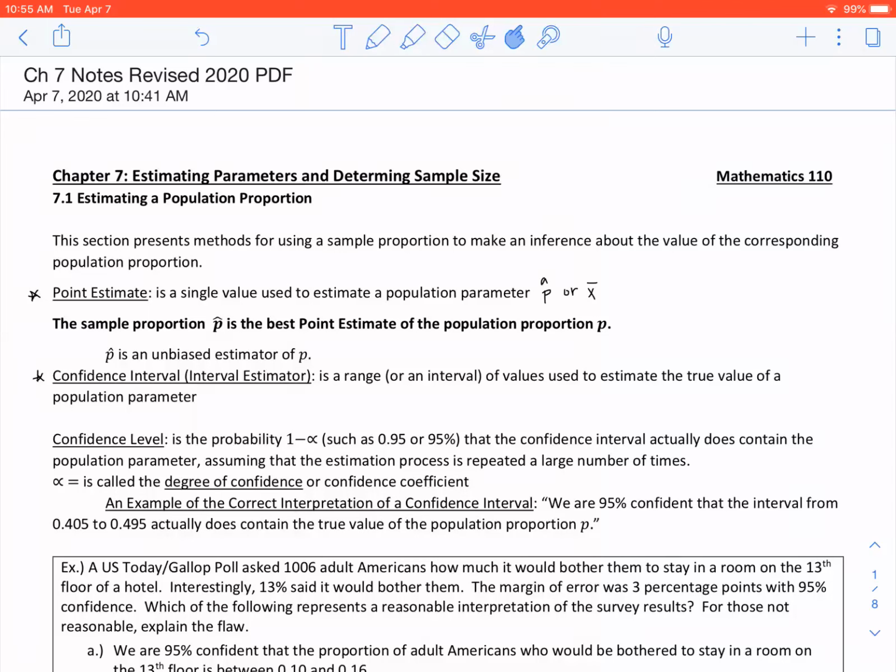This is Chapter 7, Estimating Parameters and Determining Sample Size. We are in Section 7.1, Estimating a Population Proportion. This section presents methods for using a sample proportion to make an inference about the value of a corresponding population proportion. First thing to give a star to is point estimate.